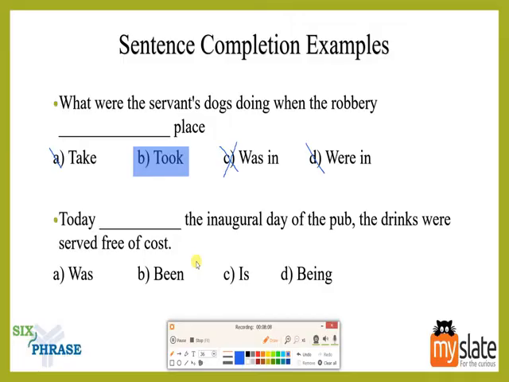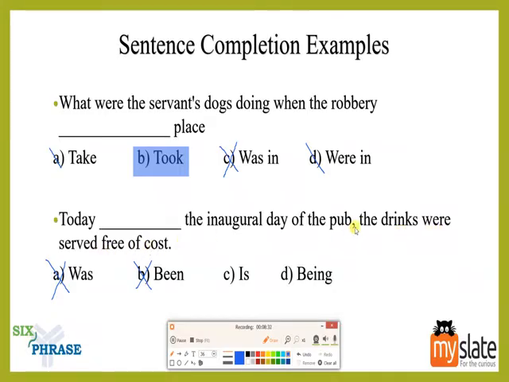We can use two things here. Since it is today, it is actually the present. Was is not at all possible. Was means it is the past. That is not possible, right? Today, been does not work. Been is only for the future. We can use today is. Today is the inaugural day of the pub. The drinks were served free of cost.